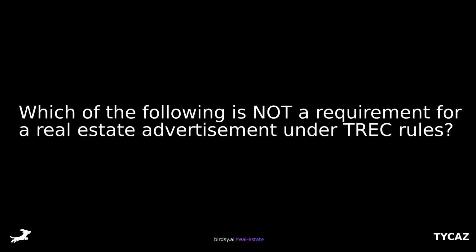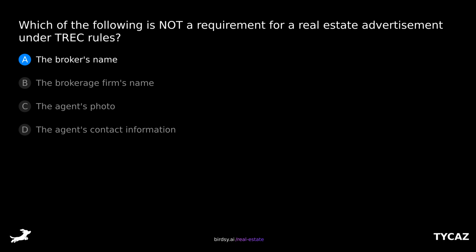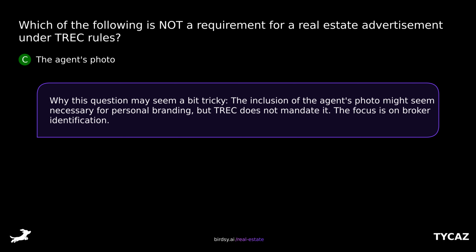Which of the following is not a requirement for a real estate advertisement under TREC rules? Is it A, the broker's name, B, the brokerage firm's name, C, the agent's photo, or D, the agent's contact information? The answer is C, the agent's photo. Why this question may seem a bit tricky. The inclusion of the agent's photo might seem necessary for personal branding, but TREC does not mandate it. The focus is on broker identification.